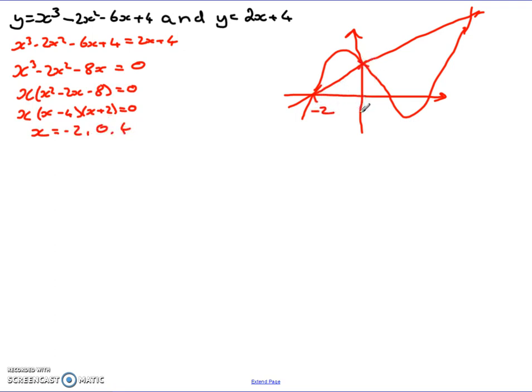So I know there is negative 2. This point here, x is at 0, so it's on the y-axis. And this one here, x is equal to 4. Now, as we said, when curves cross each other like this, we have to always bear in mind it's top take away the bottom. Upper curve minus the lower curve.